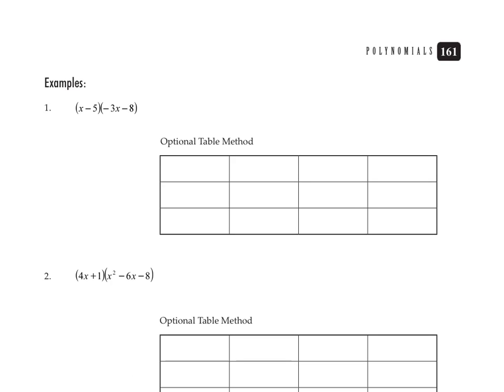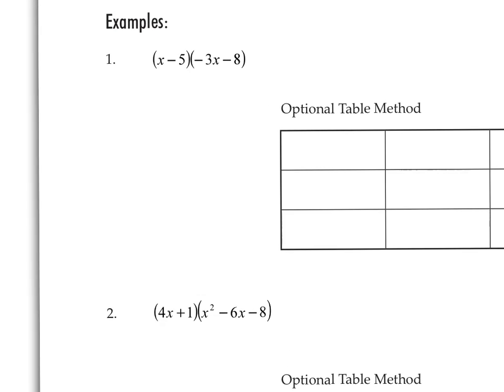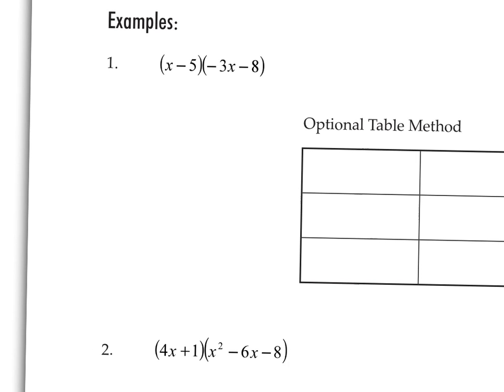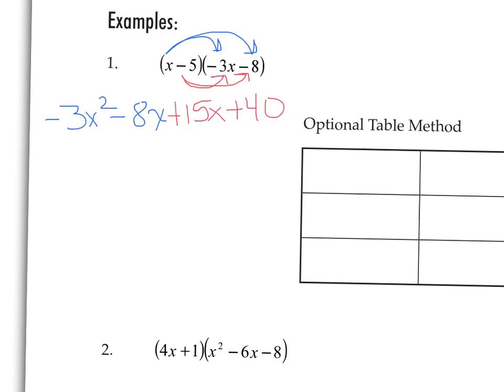So on this page, we're going to do x minus 5, a binomial, times another binomial, negative 3x minus 8. And I'm going to do double distributive. So x times negative 3x is negative 3x squared. X times negative 8, negative 8x. Then I will distribute the negative 5. Negative 5 times negative 3, so negative times negative makes positive 15x. Negative 5 times negative 8, positive 40.